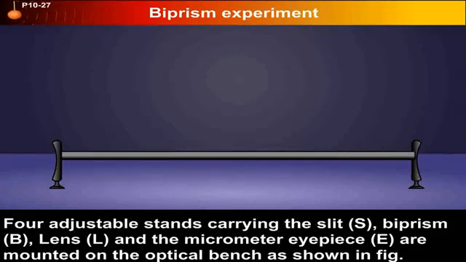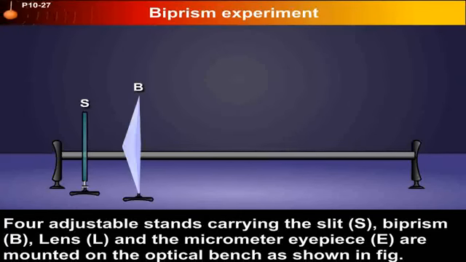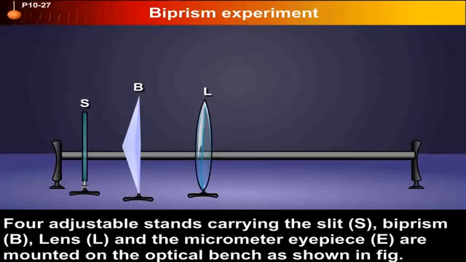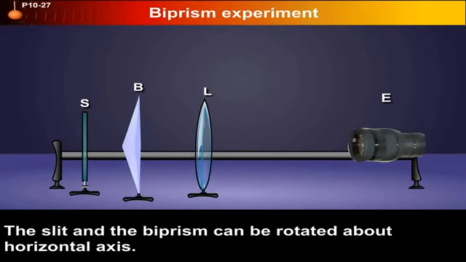4 adjustable stands carrying the slit S, biprism B, lens L, and the micrometer eyepiece E are mounted on the optical bench as shown over here. The slit and the biprism can be rotated about horizontal axis.